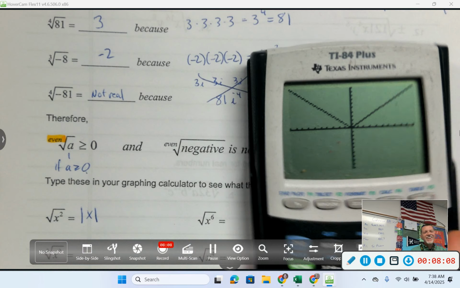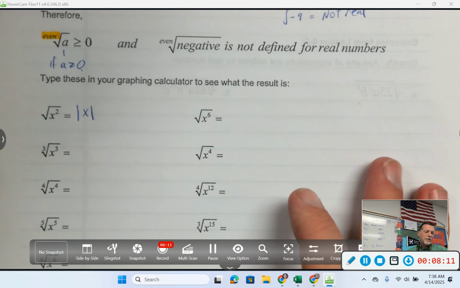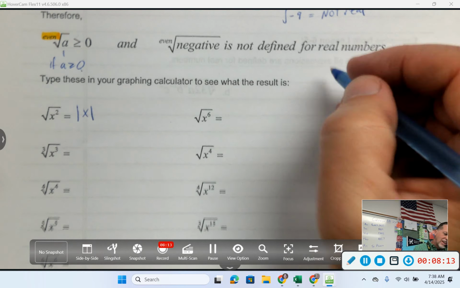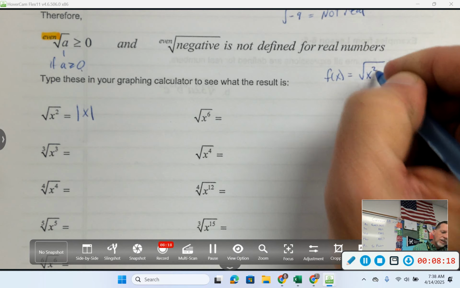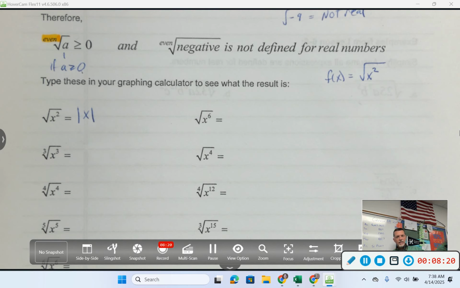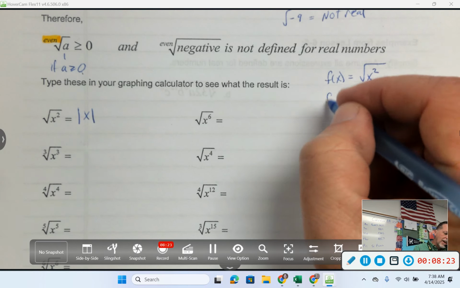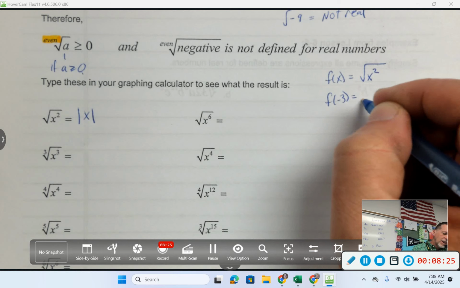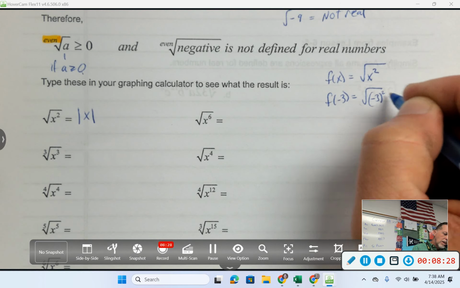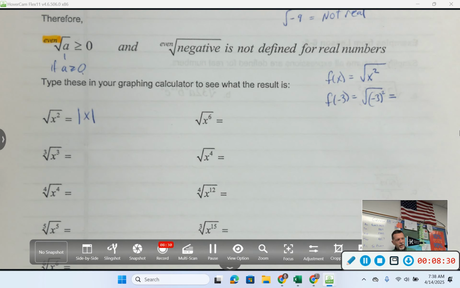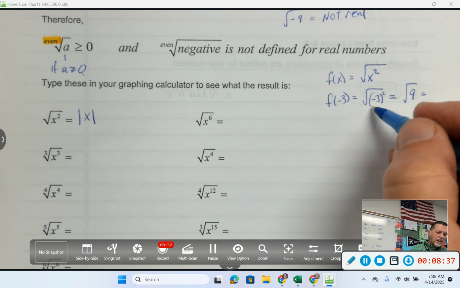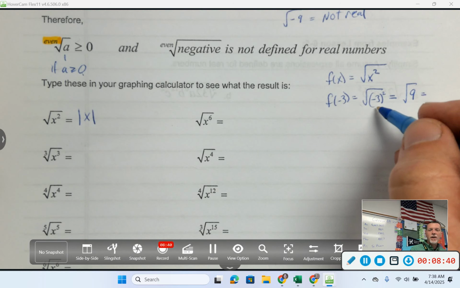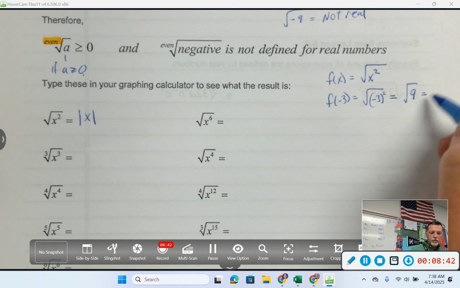Did you disagree? Let me see if I can convince you. So off to the side here, let's say f of x is the square root of x squared. Because x is positive or negative, and then the square root keeps it positive. That's exactly right. If I plugged in negative 3, when I square negative 3, I get positive. And then when I square root, it just goes back to 3. It doesn't go back to negative 3 because the square root we decided was always going to be a positive answer.